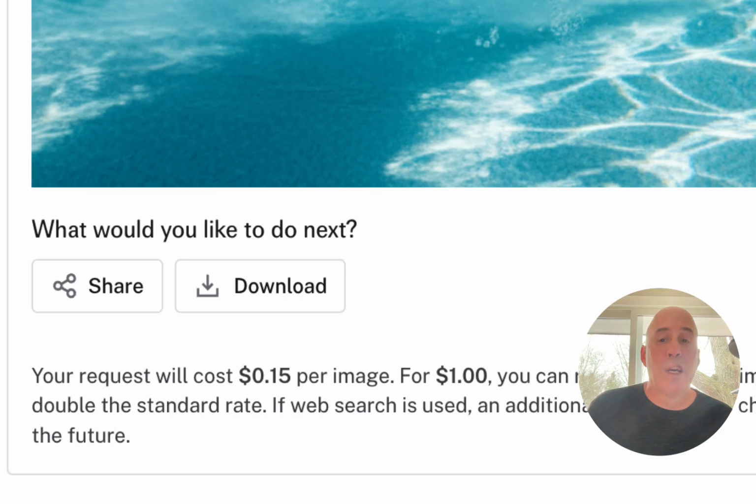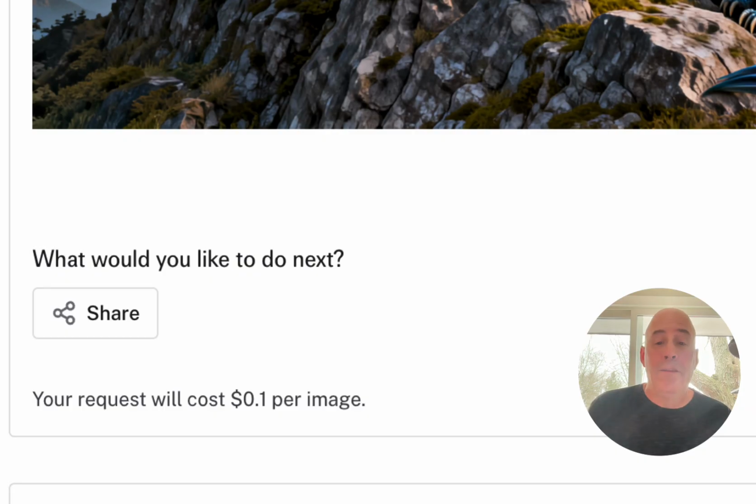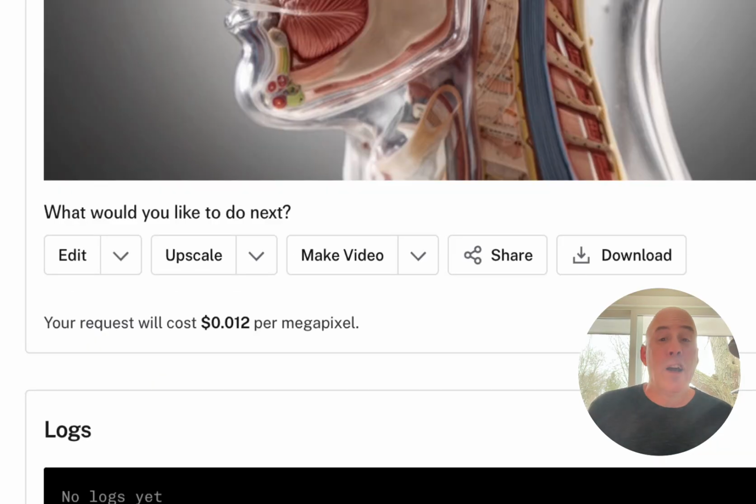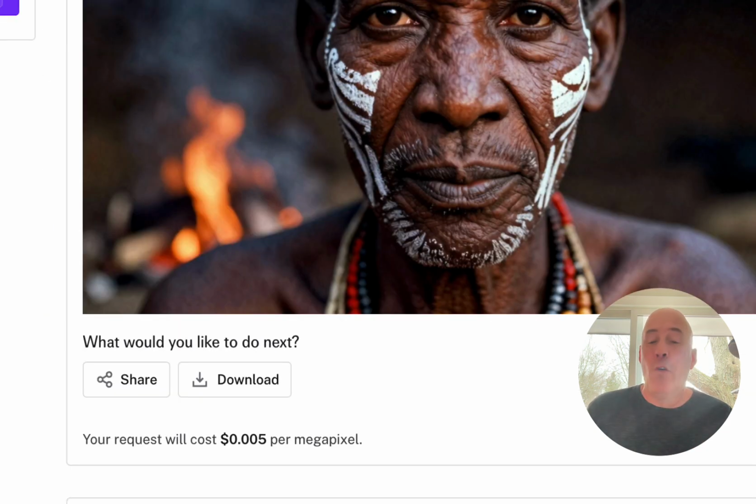So a platform such as Nano Banana Pro is going to run you about 15 cents per image. You'll find Veo at 10 cents per image, Seedream at 4 cents per image, and Flux.2 is only just over a penny per image. But there's one more that's even less. The aforementioned Z-Image, which is half a cent. So yes, you could create 200 images for $1.